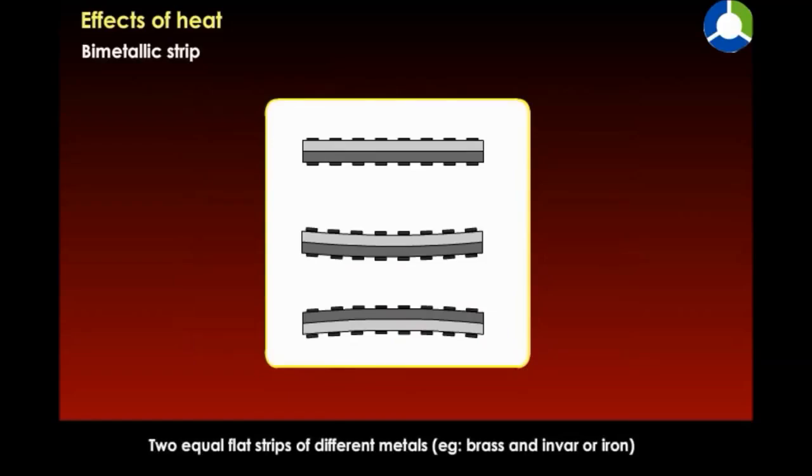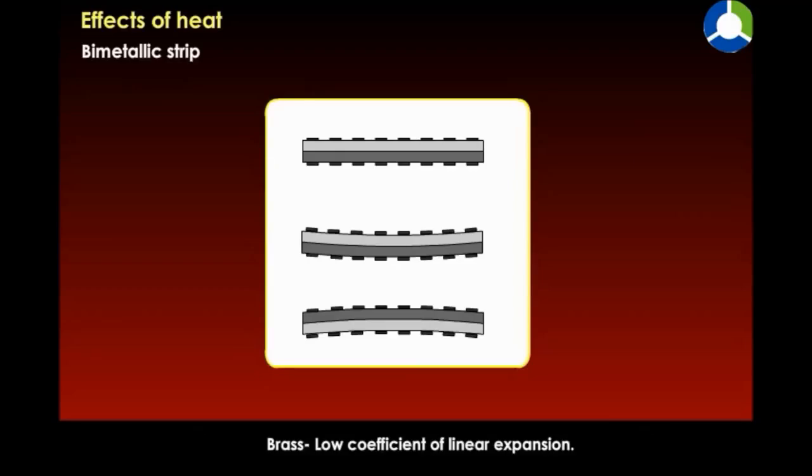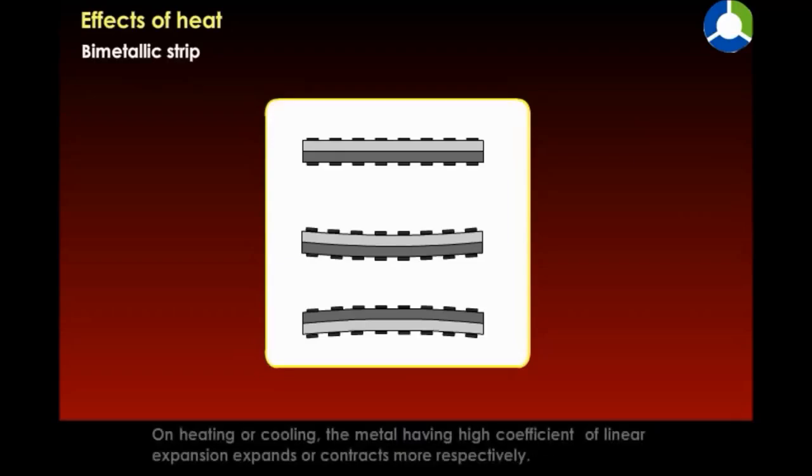Bimetallic strip. 2 equal flat strips of different metals, for example, brass and invar or iron, are riveted together at different points along their length to form a bimetallic strip. Brass, low coefficient of linear expansion. Invar, high coefficient of linear expansion. On heating or cooling, the metal having high coefficient of linear expansion expands or contracts more, respectively.